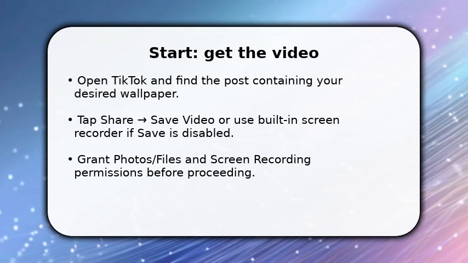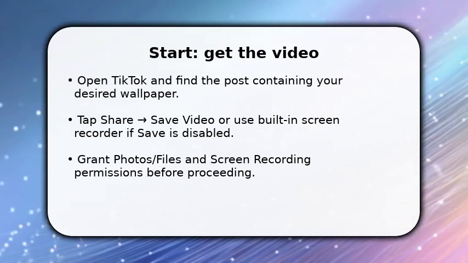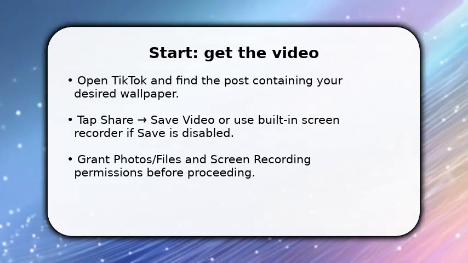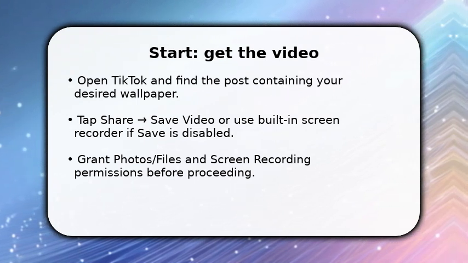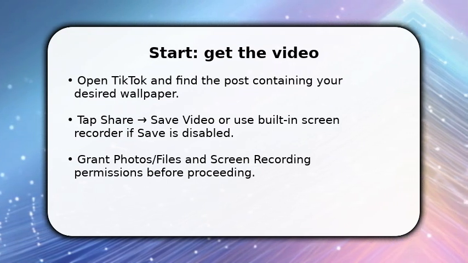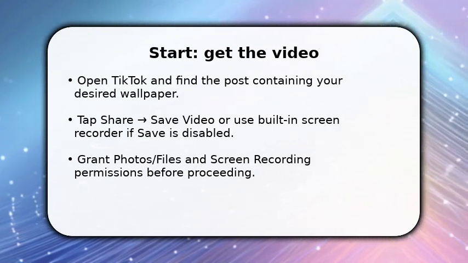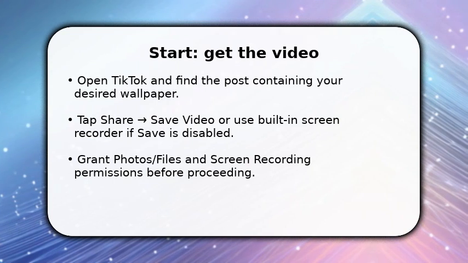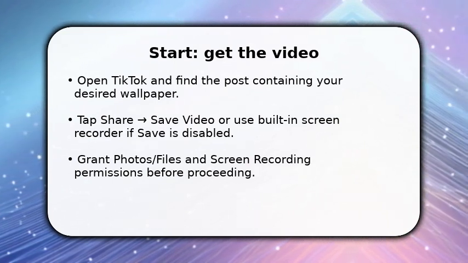You'll begin by capturing the TikTok clip that contains the frame you want. Open the post, tap share and try save video. If that option's missing, start your phone's screen recorder and play the clip. Make sure you've granted photos and microphone/screen permissions so the saved file lands in your gallery.